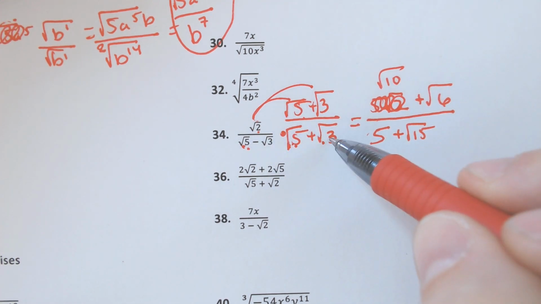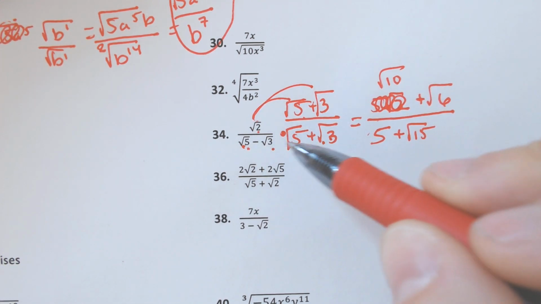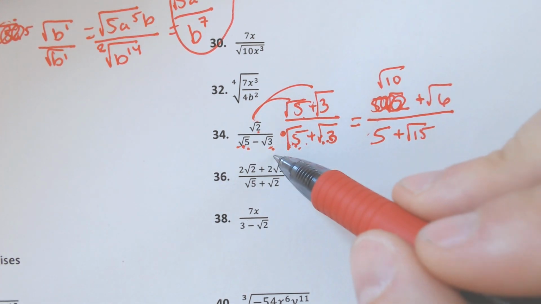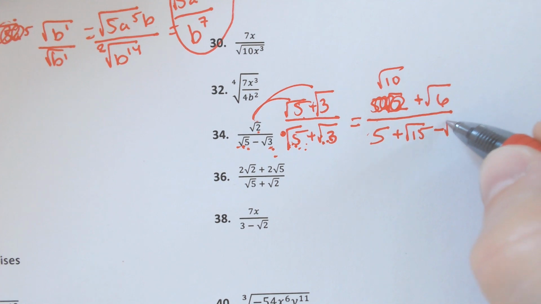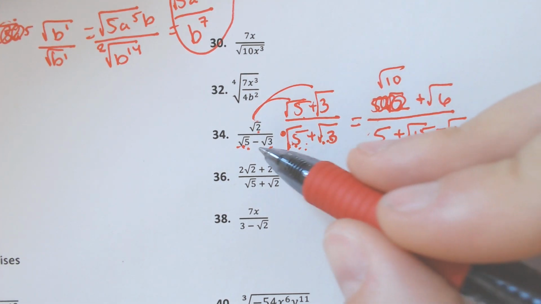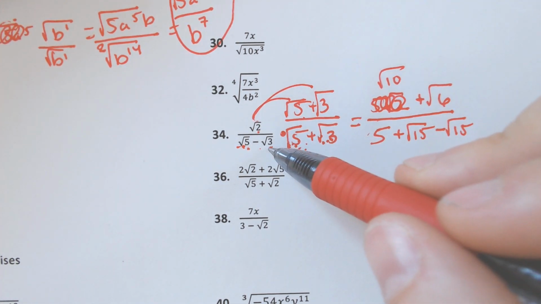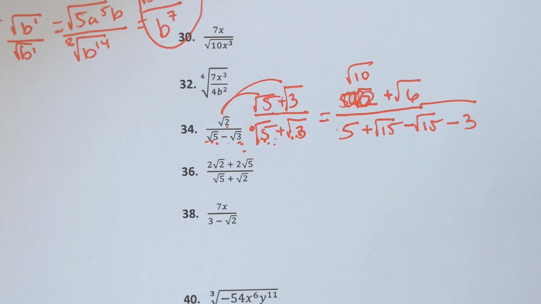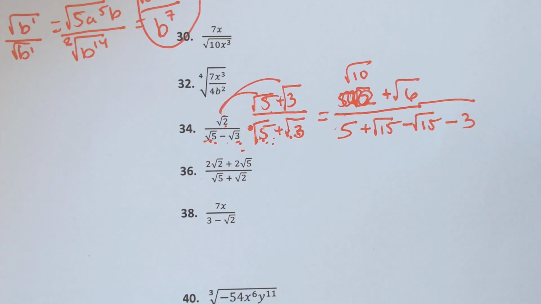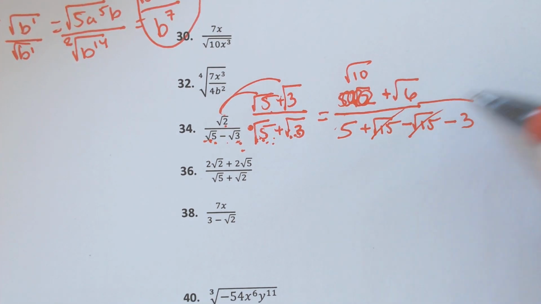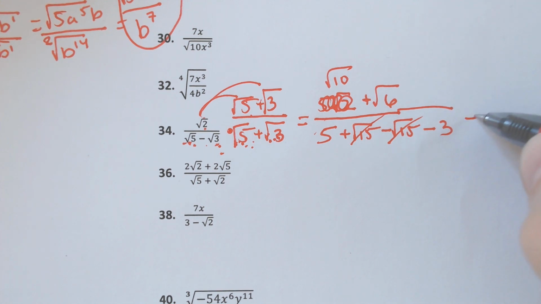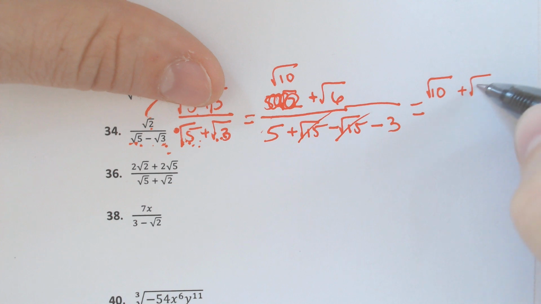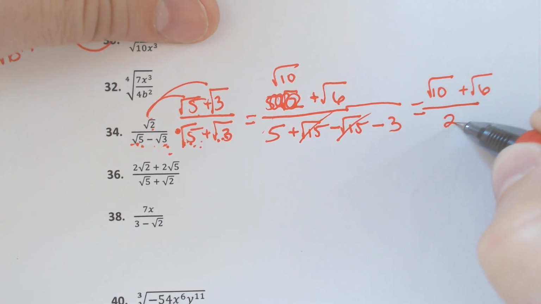So we've multiplied the square root of 5 times both. Now we have the square root of 3 times both terms. Square root of 3 times 5 is a negative square root of 15 because it's a negative square root of 3. Negative square root of 3 times square root of 3 ends up being a negative 3 because you end up with a negative and then the square root of 9. If you've done it correctly, the 15s will cancel out, leaving us with our final answer as square root of 10 plus the square root of 6 over 2.